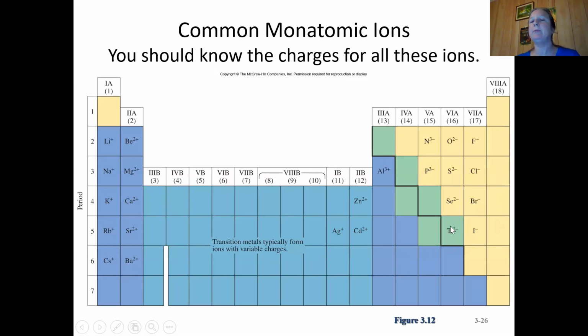We're not going to deal with this. Maybe this is selenium, so it would be selenide. So yes, you might see that. Cesium, rubidium, barium. Now don't get these confused. This is beryllium, like berry. This is barium, and then boron is over here. So be familiar with these.